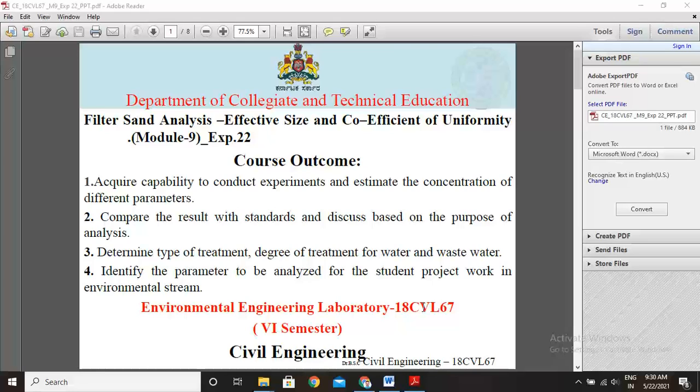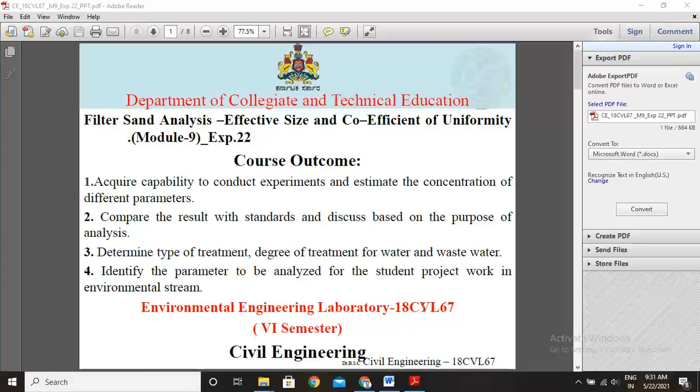Based on this title and these subjects, there are 4 course outcomes prepared. One is to acquire capability to conduct experiments and estimate the concentration of different parameters. Second, compare the result with standards and discuss based on the purpose of analysis. Third, determine type of treatment and degree of treatment for water and wastewater. Next, identify the parameter to be analyzed for the student project work in environmental stream.